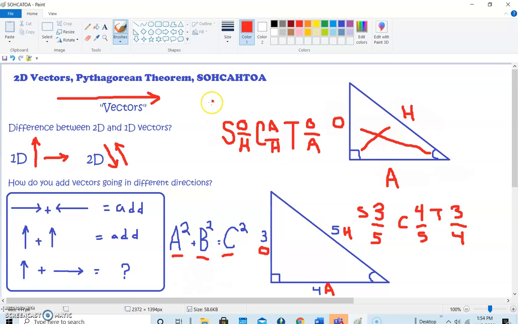So that's how you find sine, cosine, and tan with SOHCAHTOA, and that's how you add 2D and 1D vectors, and that's how you use the Pythagorean theorem.